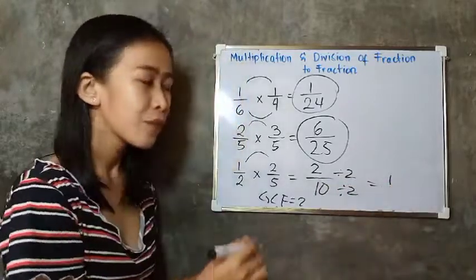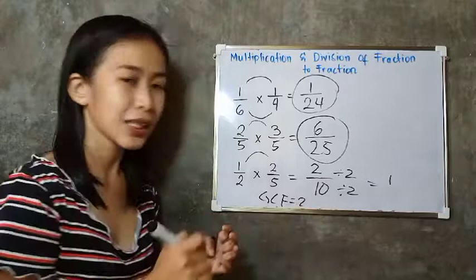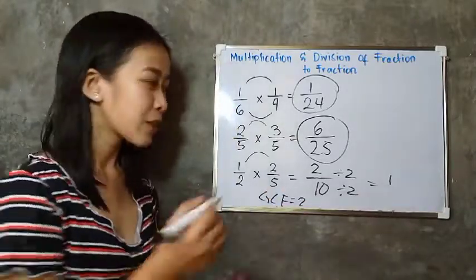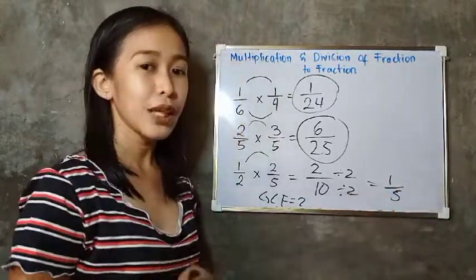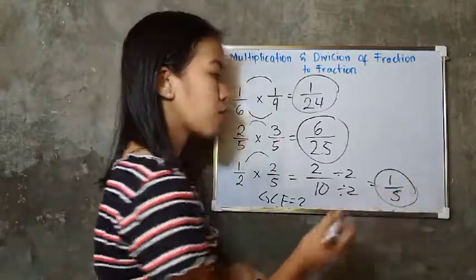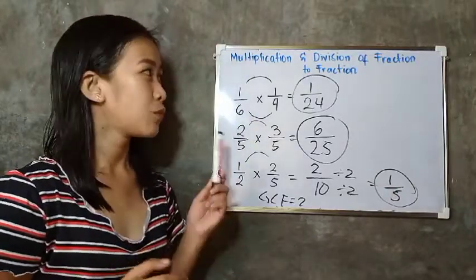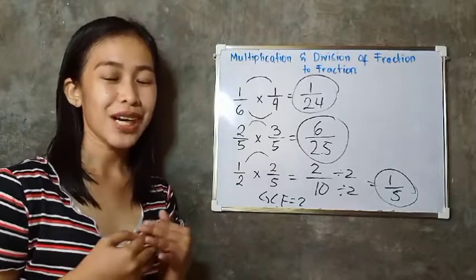As you can see, di ba? Kapag dinivide natin sa sarili niya, basta kaya din niyang i-divide si 10, ayan na, 1 na kagad, lowest term na kagad, no? And then, we have 10 divided by 2 is equal to 5. And we have the answer of 1/5. So, ganun lang kasimple ang pag-multiply ng fraction to fraction.